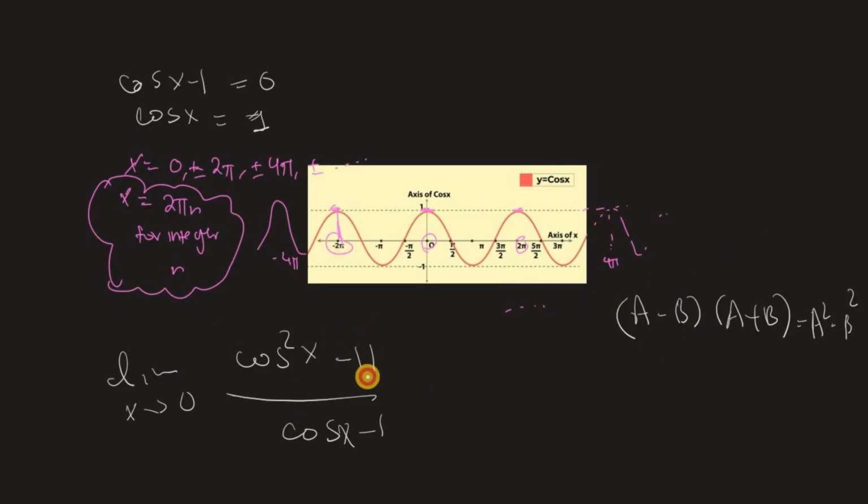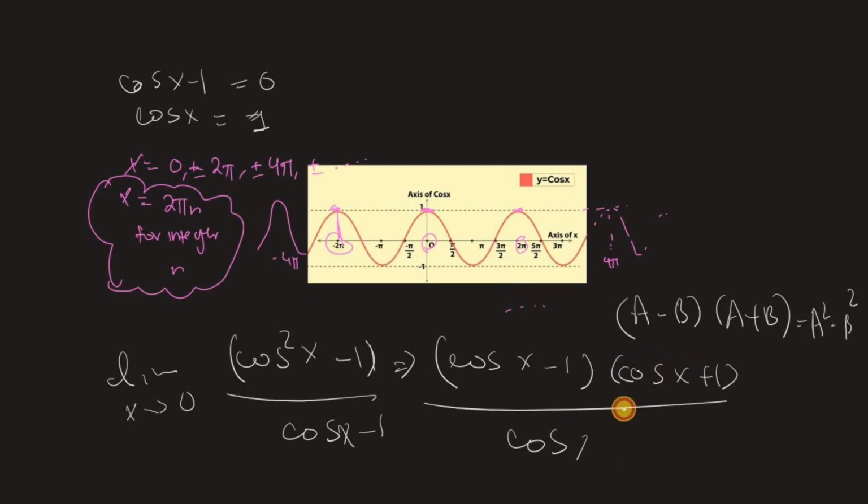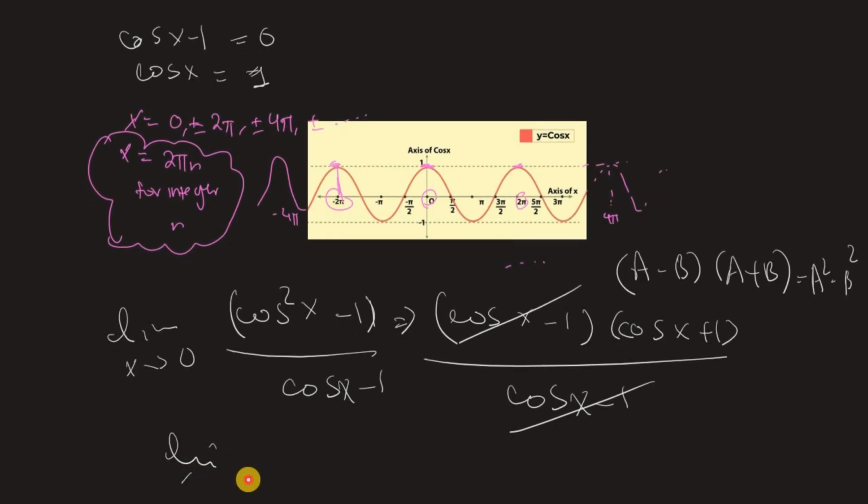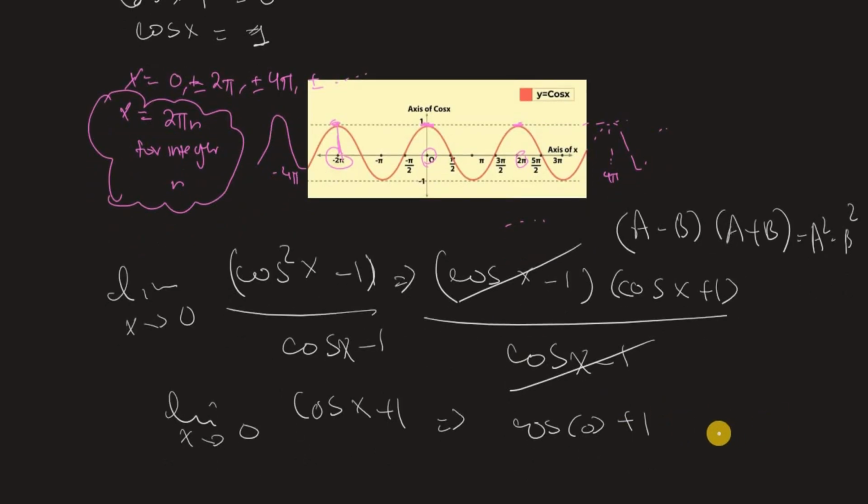If we replace it, then we get cosine of x minus 1 times cosine of x plus 1, and at the denominator we have cosine of x minus 1, and we can cancel out the like term. So the only thing we are left with is cosine of x plus 1. Now we can put this in. So we get cosine of 0 plus 1. Cosine of 0 is 1. So 1 plus 1 equals 2. So your limit value is equal to 2, but your answer for the continuity is this one.